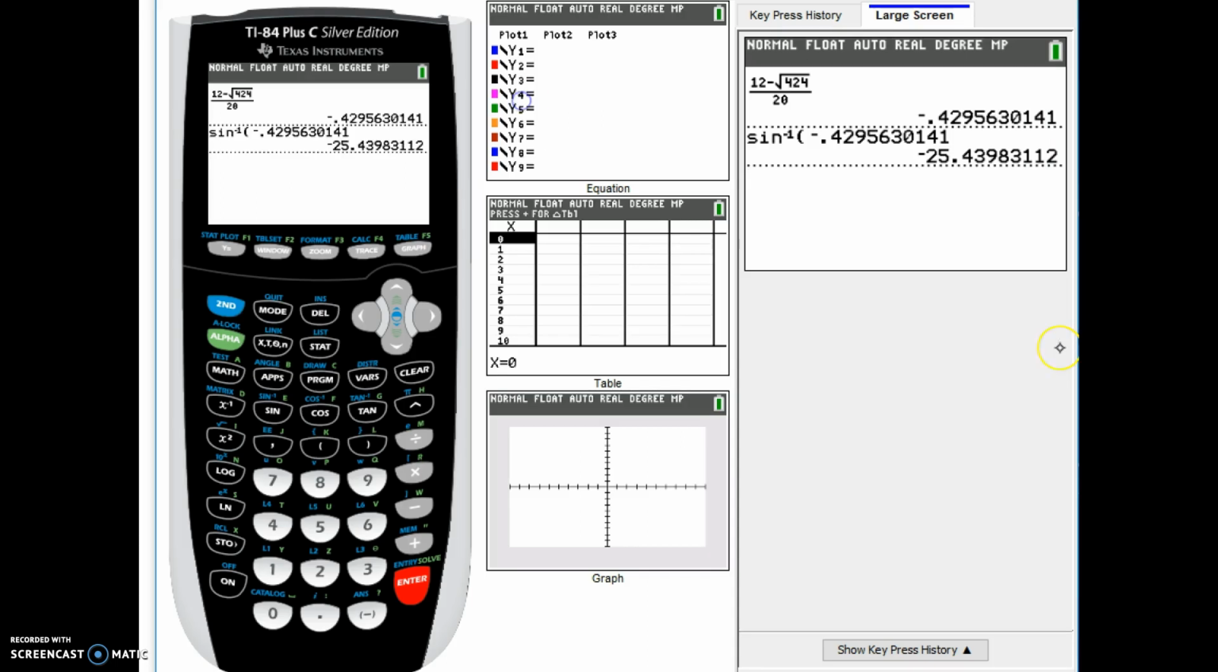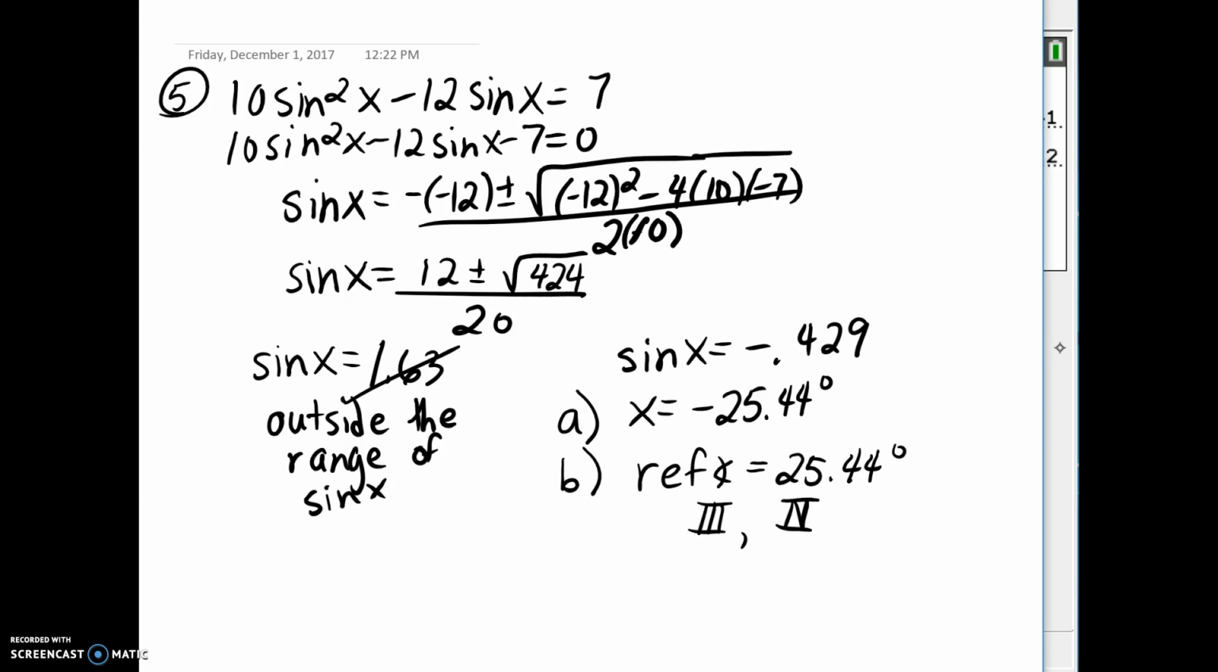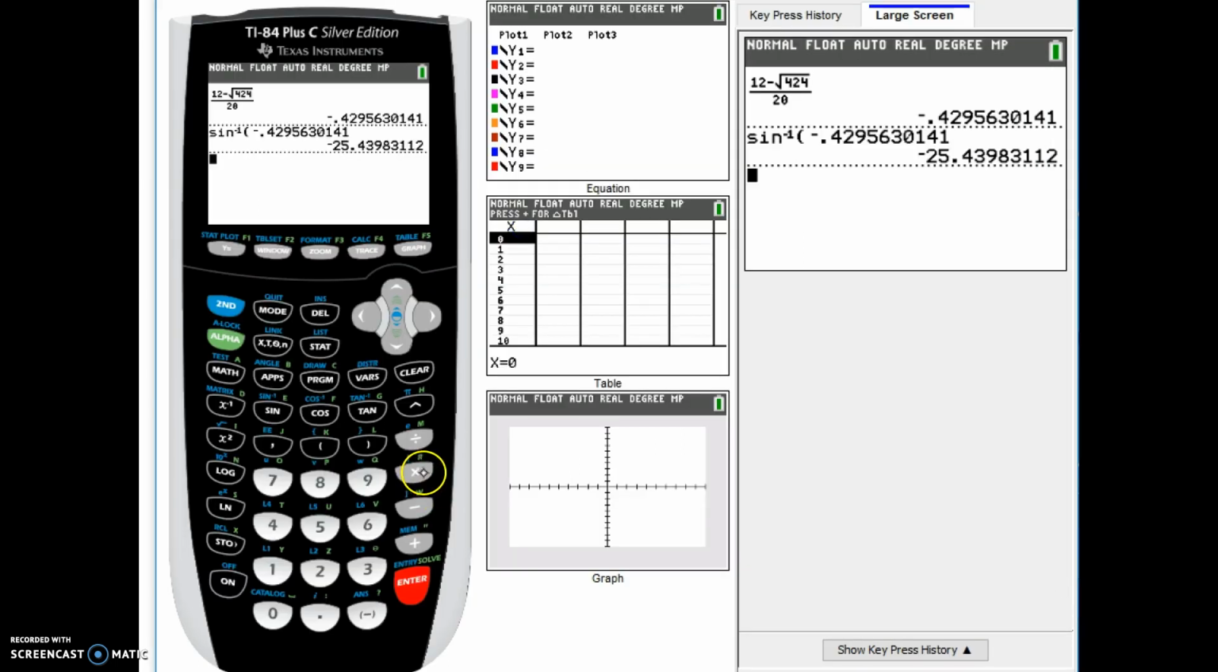Now the nice thing about the sine graph, or sine and tangent inverses, your reference angle is going to be the positive of that angle, 25.44. And then sine is going to be, if we're doing 0 to 360, negative in quadrants 3 and 4. So I could do a couple trick things here. I can multiply by negative 1 to get rid of that negative sign.